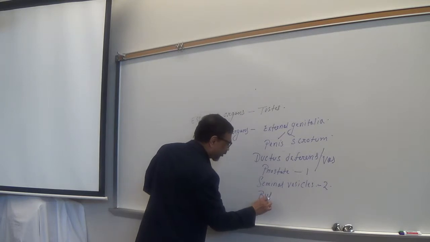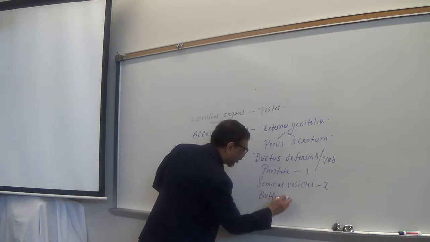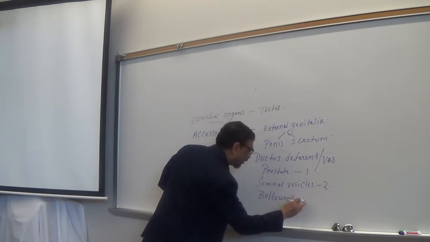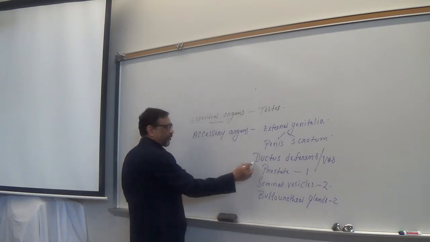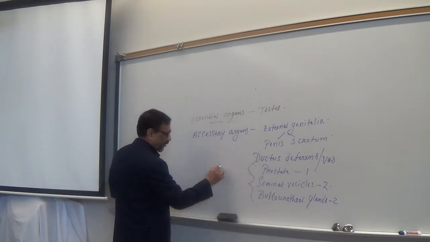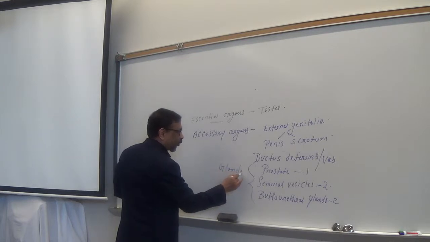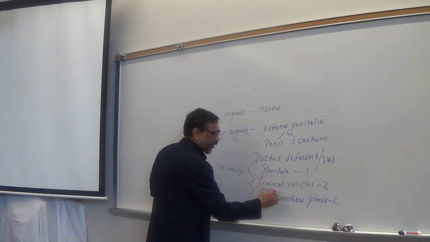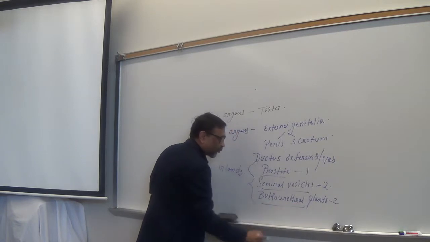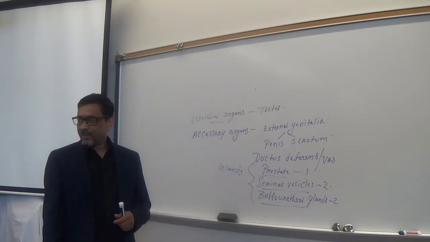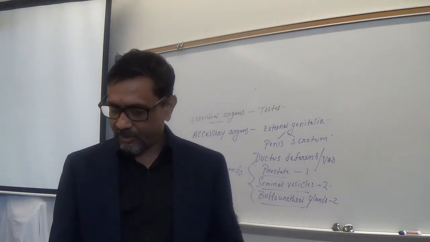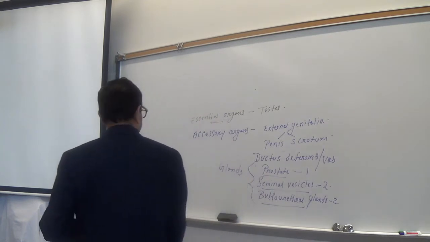Those are called vulvourethral glands, tiny glands around the urethra, two in number. So these three are the glands: one prostate, two seminal vesicles, and two vulvourethral glands. Okay. So those are the structures of the male reproductive system.